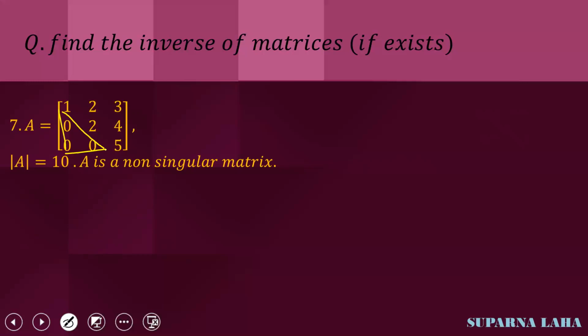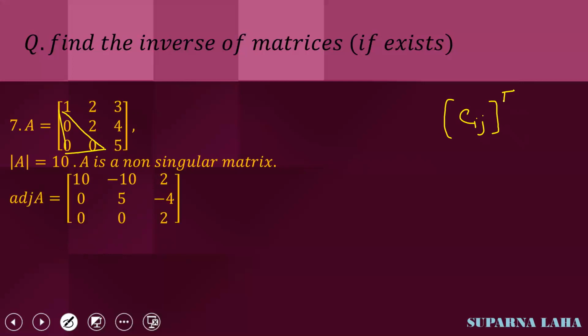So now first find its adjoint. Adjoint means you need to write down its cofactors and then take its transpose. So adjoint A is given by 10 minus 10 2, 0 5 minus 4, 0 0 2. Cofactor of 1 is 5 twos are 10, so write 10 here. Cofactor of this 0 is, just eliminate this row and column, so 5 twos are 10 and 3 into 0 will be 0. So minus 10. So minus 10 here.